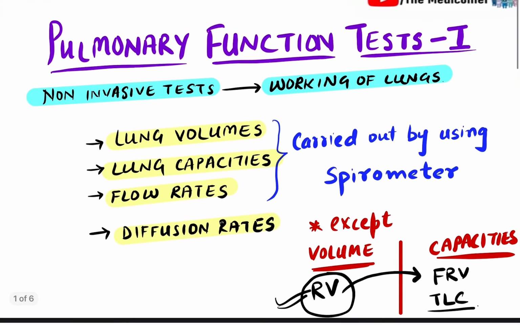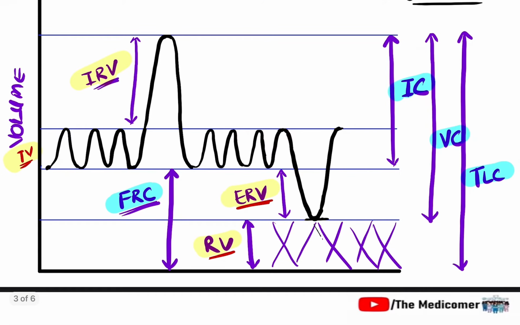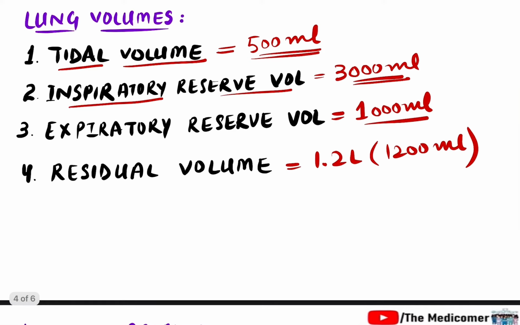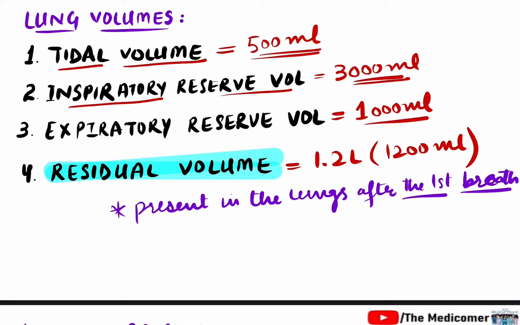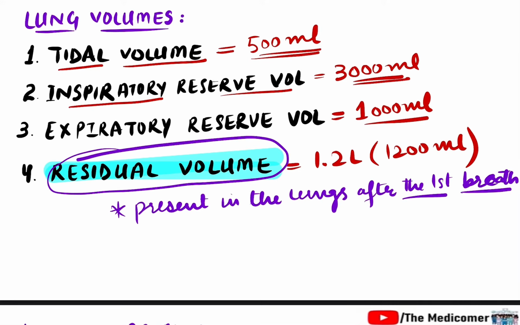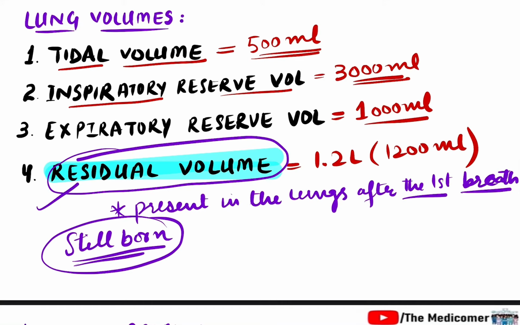Okay, so this was about the lung volumes and lung capacities. Now one important point about this residual volume is that it is present in the lungs after the first breath. Okay, so once a newborn has taken his first breath, this residual volume will always remain in his lungs. Now in case of the death of a baby, if we have some doubts whether the child is really stillborn or it can be a homicidal case, this residual volume can actually help us.